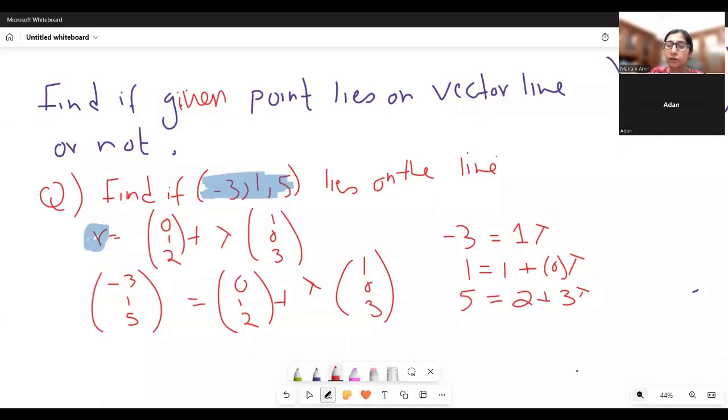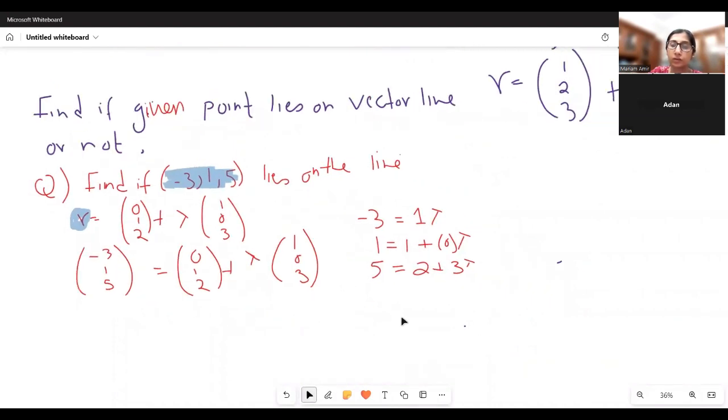Are we getting the same value of lambda in all three equations?